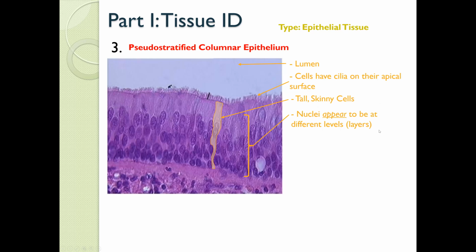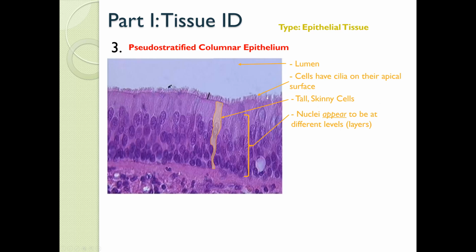And then you would have seen that the nuclei appear to be at different levels, so it gives the appearance of multiple layers, although this is truly just a single layer of cells. But because it looks like different layers, we say that it is pseudo-stratified, which means it's not really stratified. Remember, pseudo means false. And we know that in lab, we are not asked to identify stratified columnar. So this had to have been pseudo-stratified columnar epithelium.